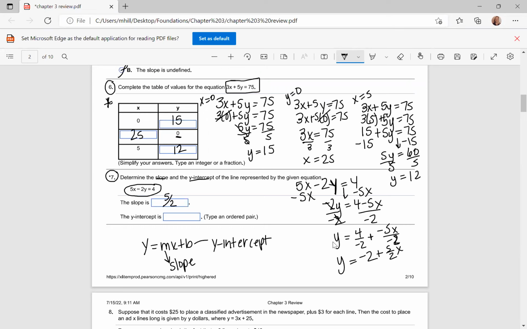And our y-intercept, this is important on your test, that you type this as an ordered pair. So our y-intercept is the point 0, and this parentheses is important that you put there. 0, and then the other number that's not in front of the x is -2. That's where your y-intercept is. 0, -2.